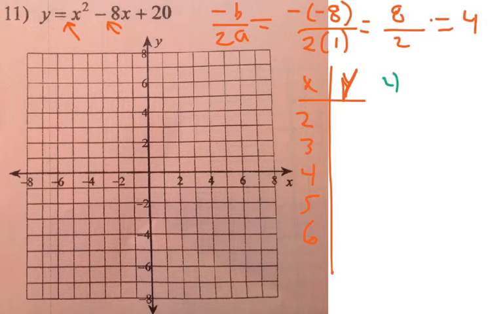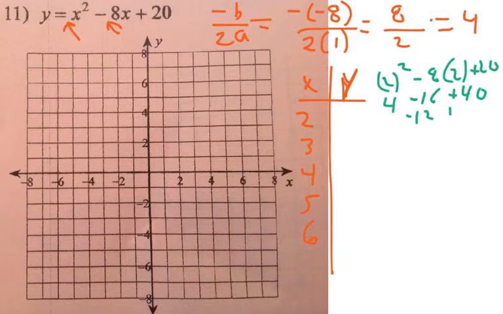So I'm going to start out by plugging in 2. 2 squared minus 8 times 2 plus 20. And 2 squared is 4. 8 times 2 is 16. So I have a minus 16 plus 40. Let's see here. 4 minus 16 is negative 12. Plus 40 is going to be 28. Okay, interesting. That's a fairly large number, so we're not even going to be able to graph that one. Hopefully the other ones are a little bit smaller.